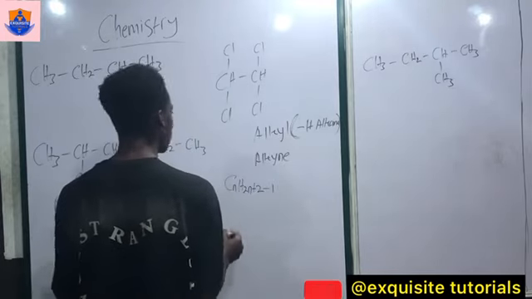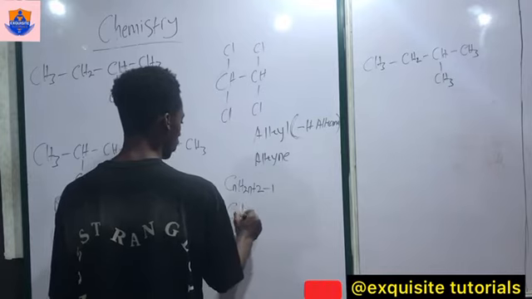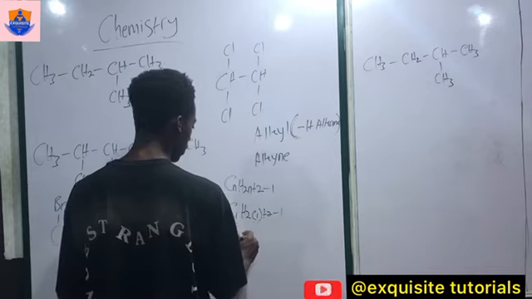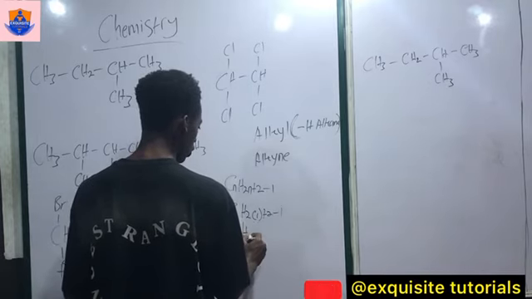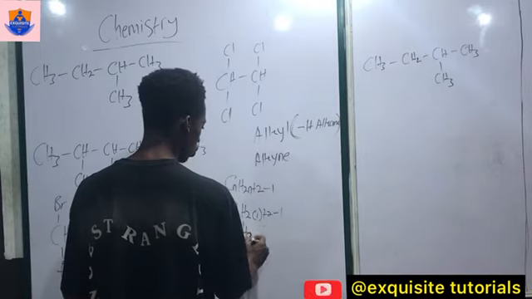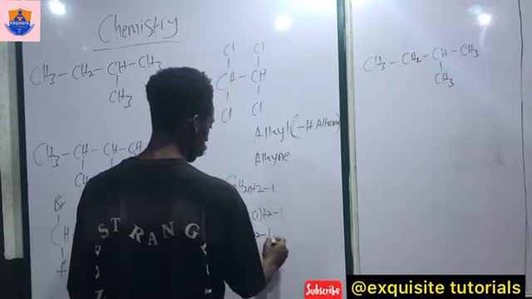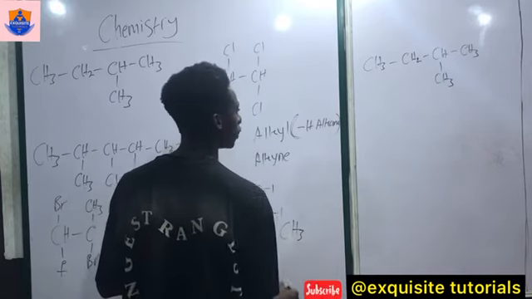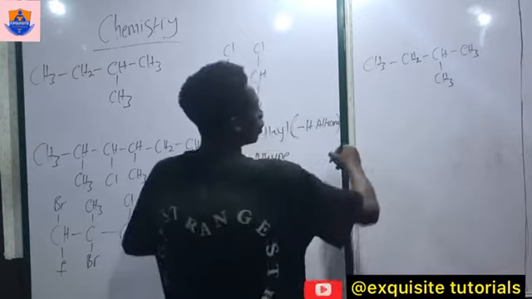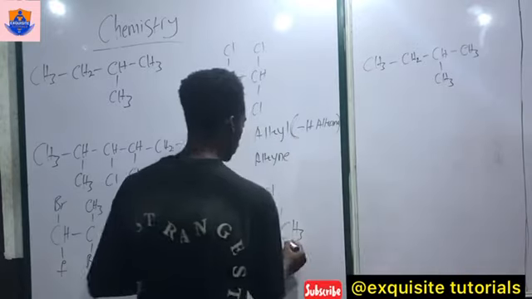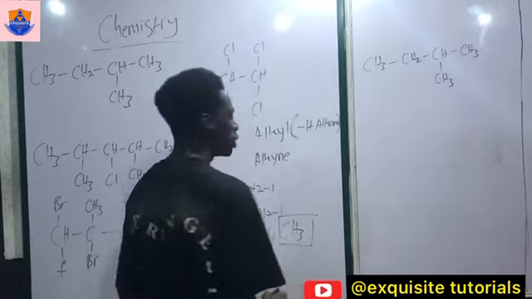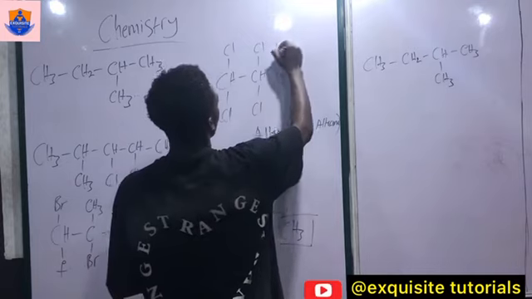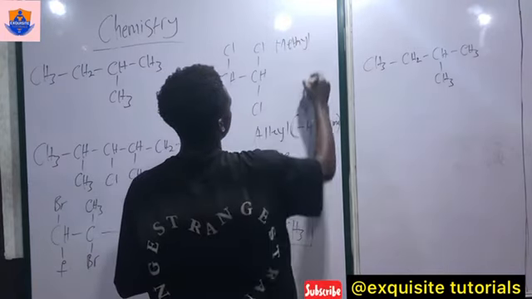Now let's take a look at methane. We have C1, H2 times 1 plus 2, minus 1. So we have 2 plus 2, 4, minus 1. We have CH3. This is from the alkyl group. So this is called methyl and not methane. Methyl and not methane.